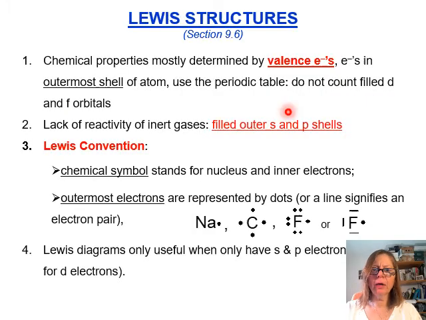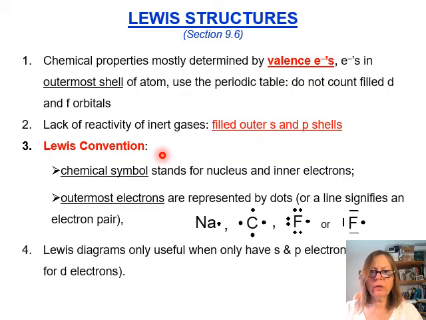So remember, chemical properties of elements are determined by their valence electrons. For that, use the periodic table, but ignore filled d and f orbitals. As we have said before, noble gases are very stable as they have full electronic configuration. They are not reactive at all.